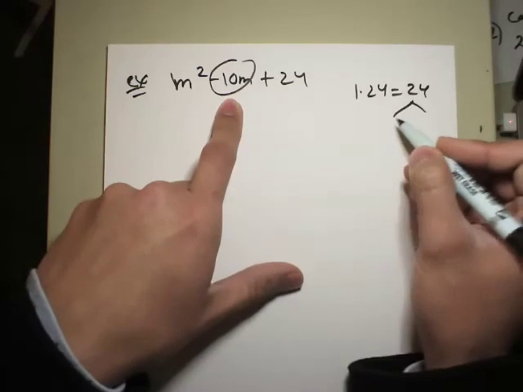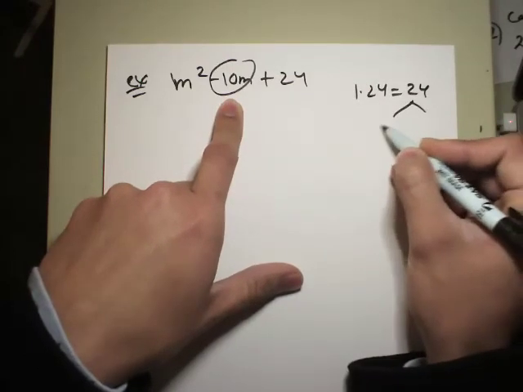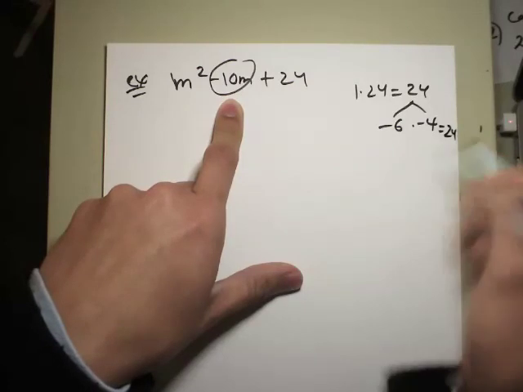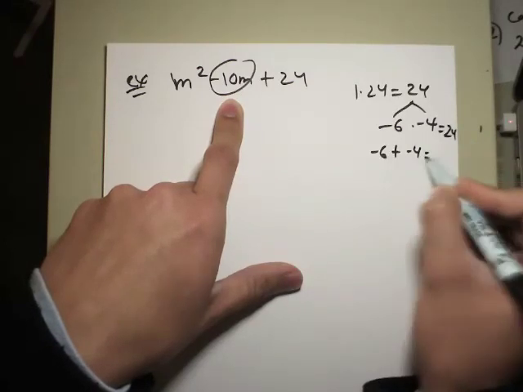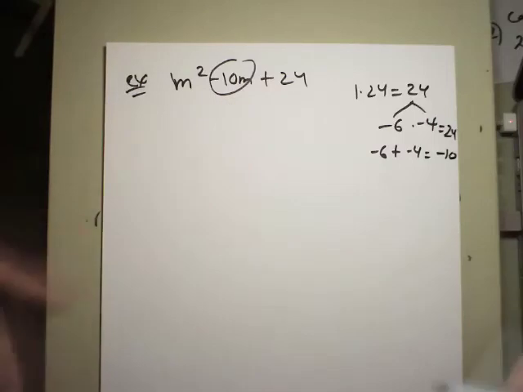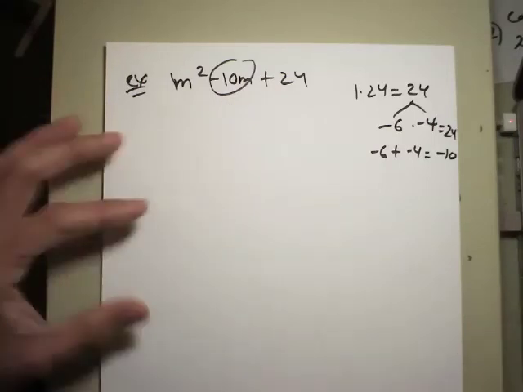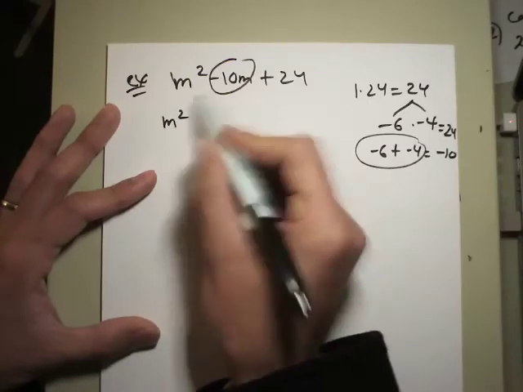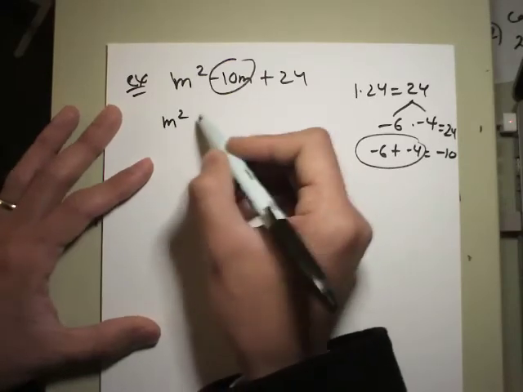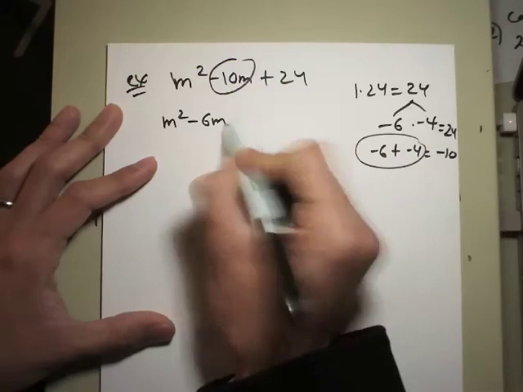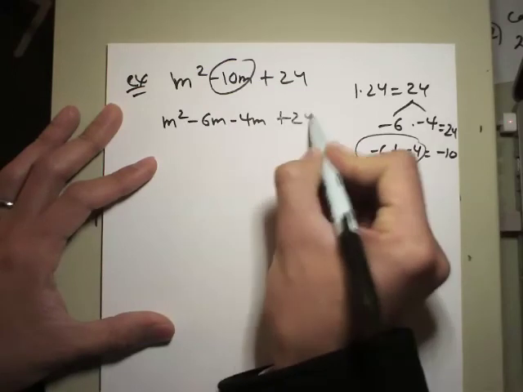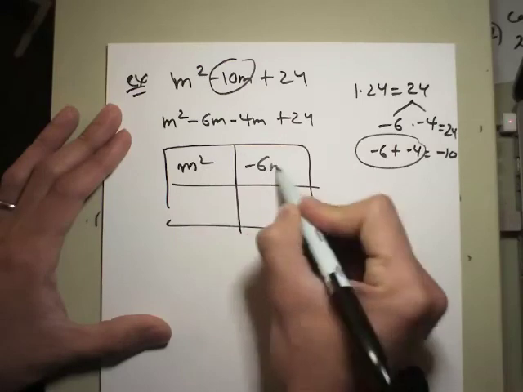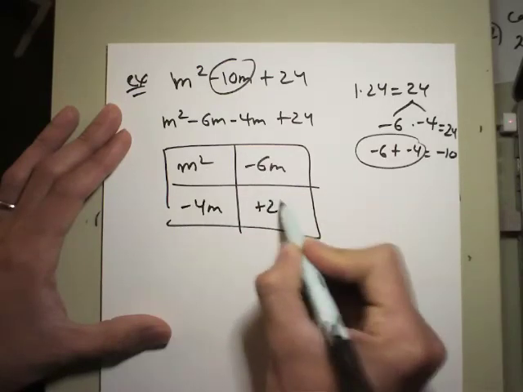If you think about it very hard, it's just going to be negative 6 and negative 4, because negative 6 times negative 4 is positive 24, and negative 6 plus negative 4 is negative 10. You see it? So you want to try different combinations before you finalize your answers. Now I have these factors, so I can rewrite my trinomial into a four-term polynomial. It's going to be m squared minus 6m minus 4m plus 24. Here is my box: m squared, negative 6m, negative 4m, plus 24.